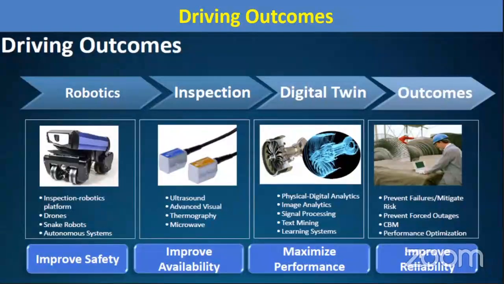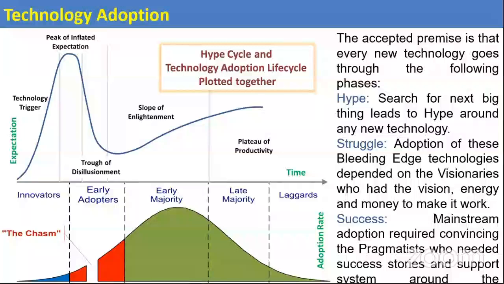So at the end of the day, everything is about driving outcomes. So you can use a combination of robotics, inspection devices, and digital twins to get the kind of outcomes you want, like safety, availability, and reliability, of course. The biggest challenge we will all see is about adoption, technology adoption.